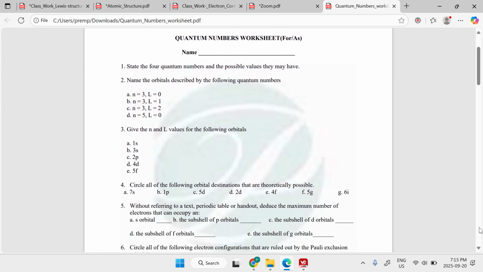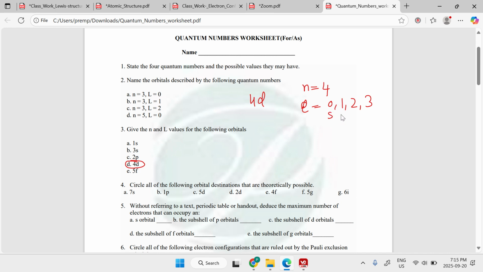They're saying give the n and l value for the following orbitals. Okay, so here let us take an example of this. So we are talking about 4d. Now the value of n in this case is 4. The value of l can be any value between 0, 1, 2, 3. These are the possible values.